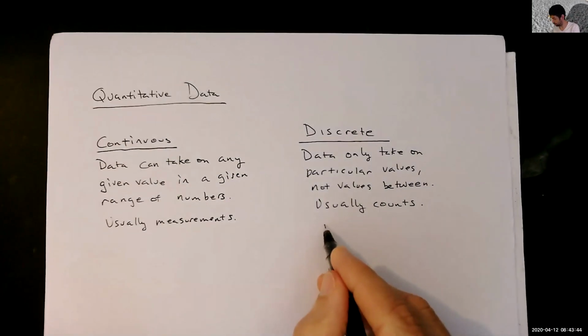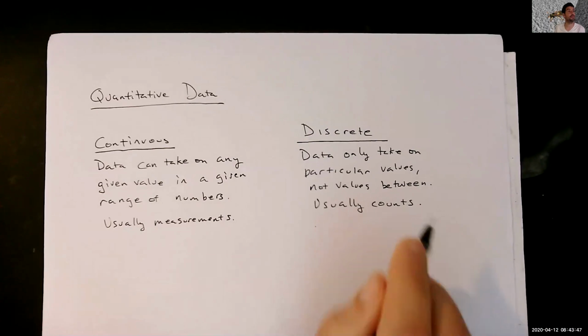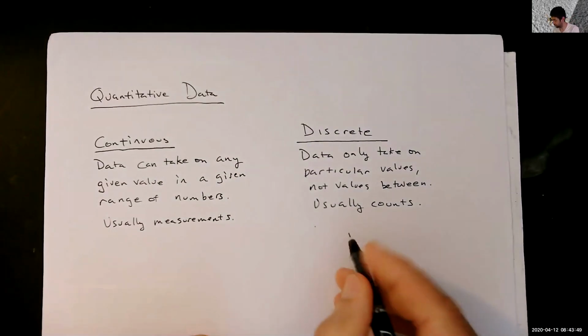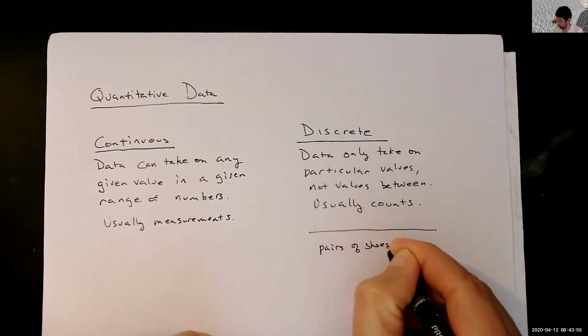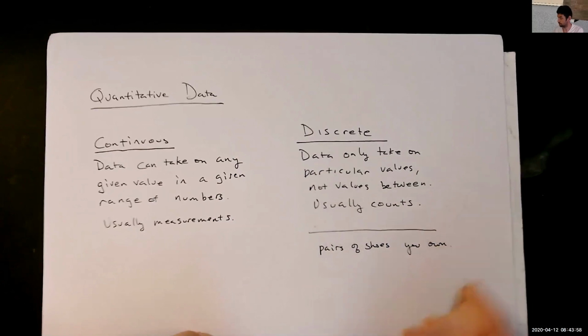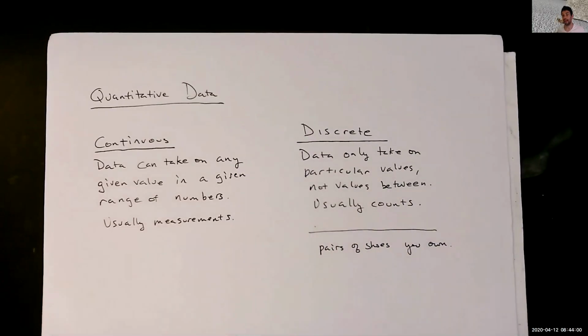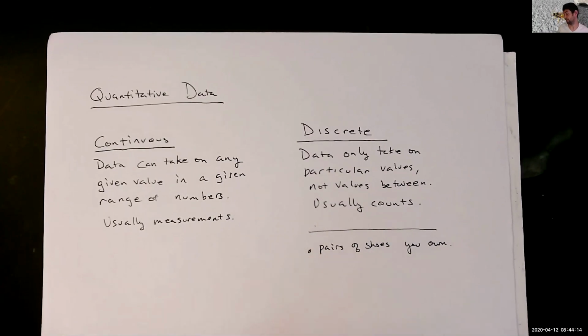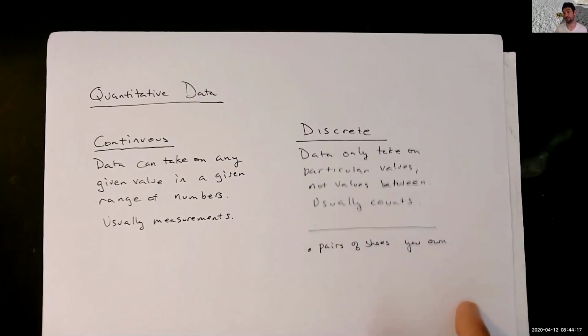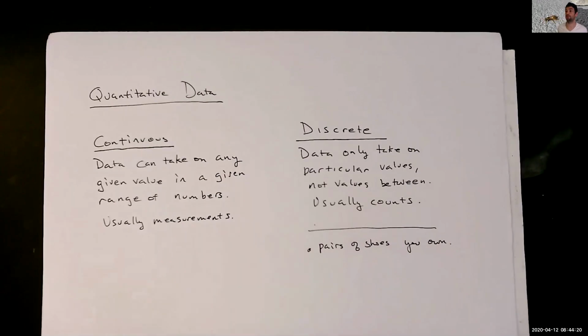Let's start with something discrete. For example, I might ask you something like pairs of shoes you own, right? That data is just going to be a number. You're going to get 1 pair, 2 pairs, 3 pairs, and so on. Maybe you decide you have a pair where you're missing a shoe and you want to call that a half. But even then, we can only take on particular values: half a pair, 1 pair, 1.5, 2 pairs, 2.5, 3.5. You can't have 2.3441 pairs of shoes, right?